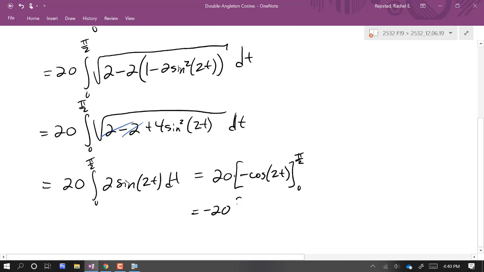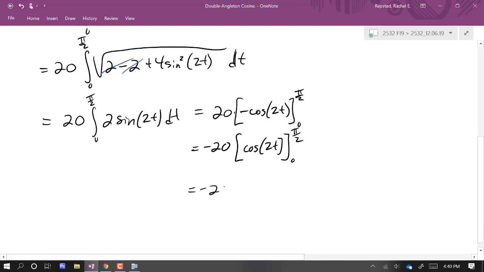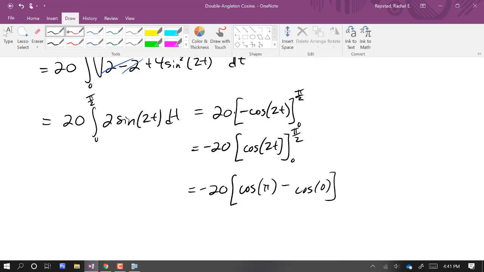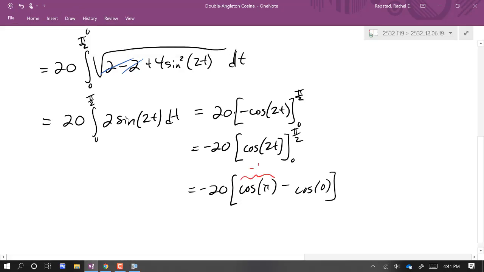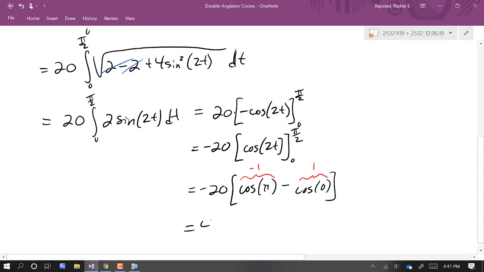So I'll drag the negative outside. And then let's see, we have cosine 2t would be cosine pi minus cosine 0. Cosine pi is -1 minus 1. So that's a -2 inside. Multiply that by -20 and we get positive 40.